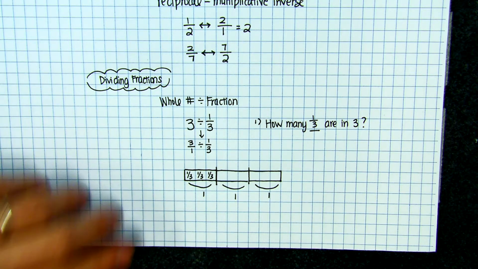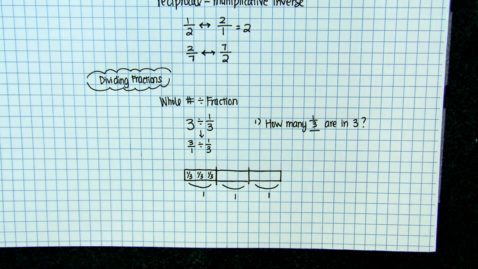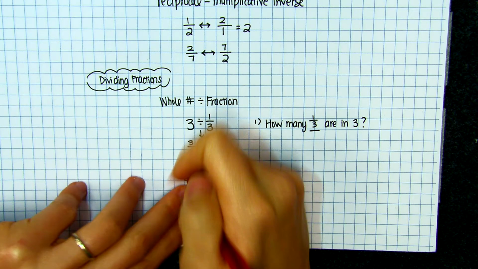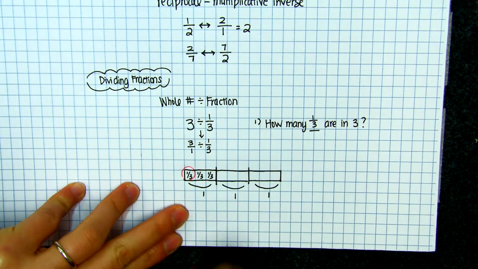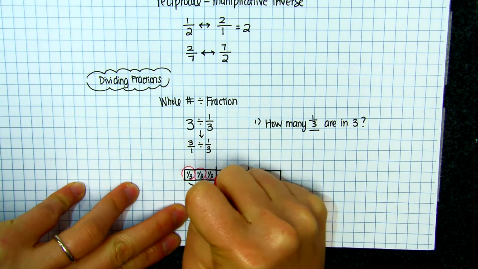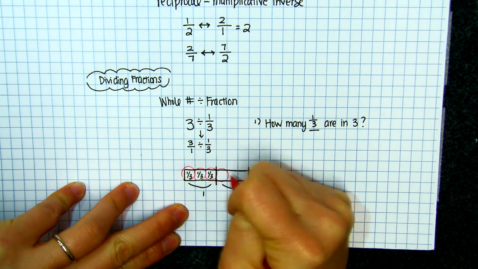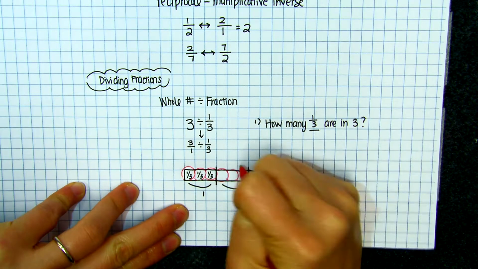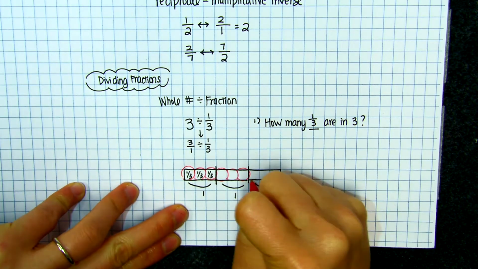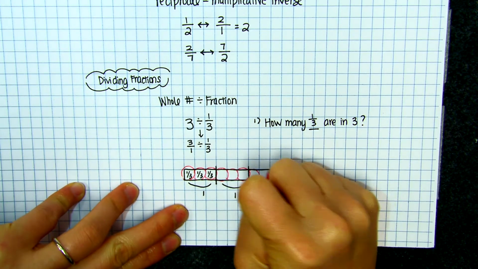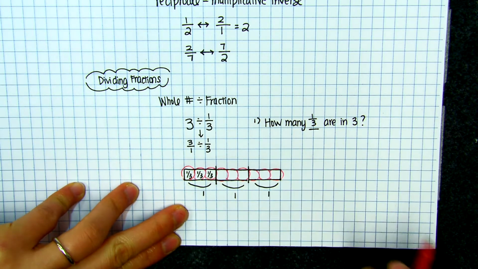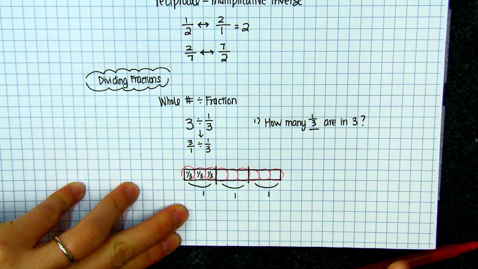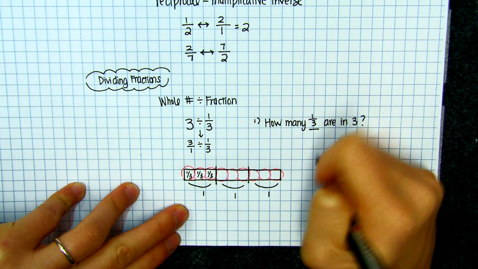So let's count. This is where you want to have 2 colors, okay? I'm going to use red. So how many 1/3 are in 3? There's 1 1/3, 2 1/3, 3 1/3, 4 1/3, 5 1/3, 6 1/3, 7 1/3, 8 1/3, and 9 1/3. So how many 1/3 are in 3? My answer is 9.